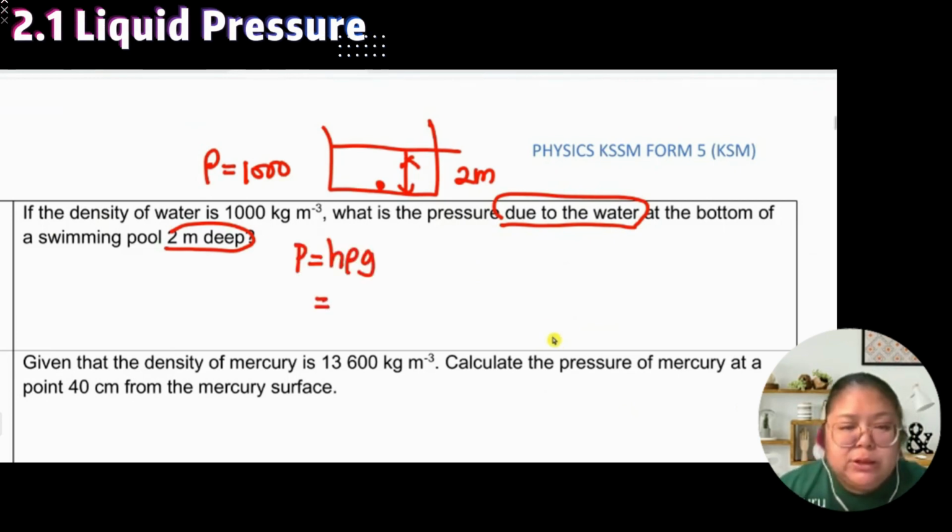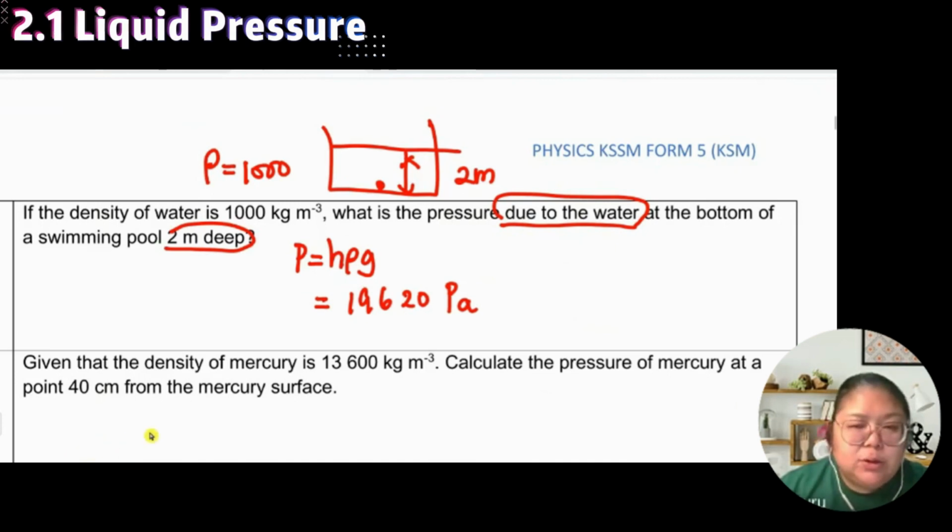Make sure the unit is the same. If the unit is the same, you can straightforwardly multiply, and the rest you get the answer. Then you can type it inside the chat room, and later we can check which one is correct. 19620 Pascal.